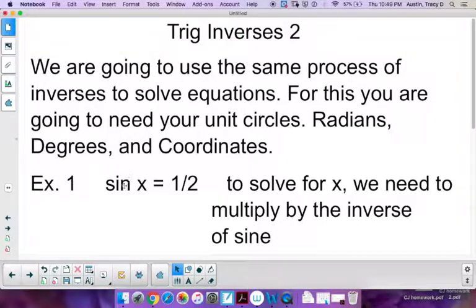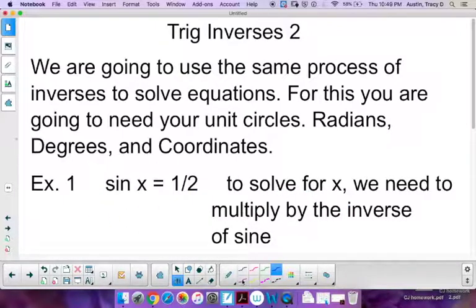Okay, so sine x equals 1/2. We are solving for x. It's a normal equation. If we said 2x equals 12, we'd still be solving for the x. So we have to do the inverse of whatever's attached to the x. Well, in this case, the inverse of sine is sine to the -1. So we need to apply that on both sides.